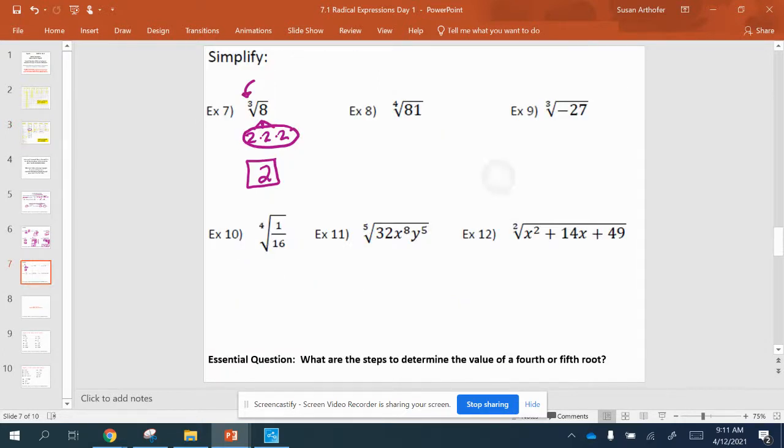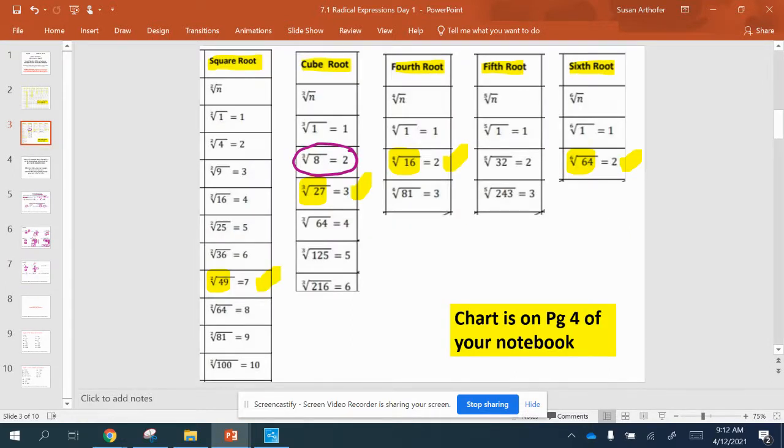Okay, next one. Fourth root of 81. If you want to break it down, 81 is 9 times 9. Then I can break down the 9's into 3 times 3. I need 4 of the same item to come out. So the fourth root of 81 is 3. You can also look right on this chart. The fourth root of 81 is 3.